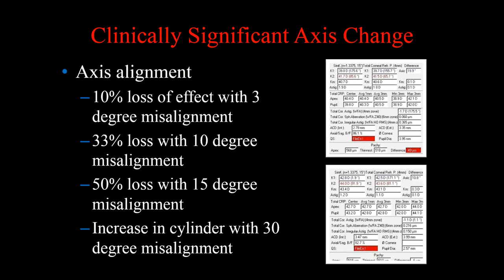So again, to summarize, let's see if we have a summary. Okay, we don't yet. The reason why axis is so important, and I showed you examples of 10 and 20 degrees, is you'll get a 10% loss of effect with a 3 degree misalignment. That's basically within our degree of just doing a surgery. A 10 degree misalignment, which I showed you one example had, is a 33% loss. A 15 degree is a 50% loss. And then I'm showing you an example here of 20, and you'll actually increase cylinder with a 30 degree misalignment. So axis alignment is actually more critical than magnitude, because axis misalignment will cause greater problems than magnitude, as long as you don't flip axis.